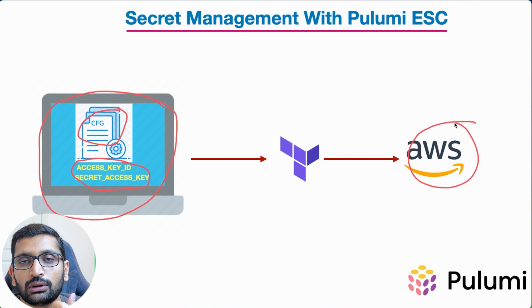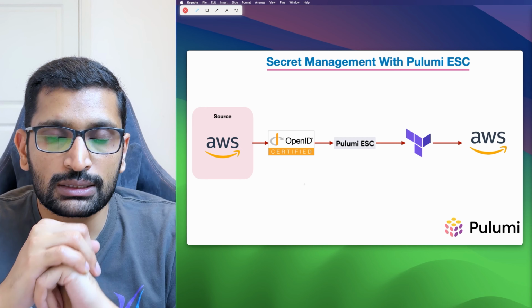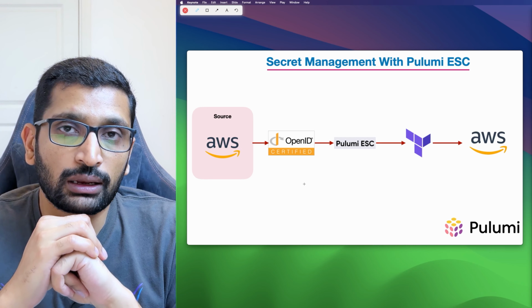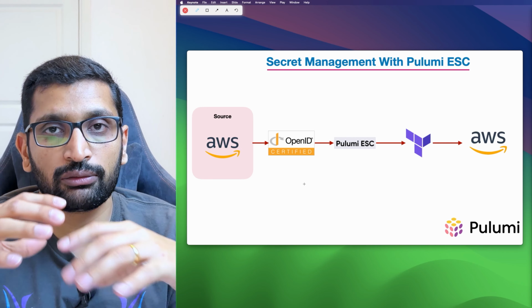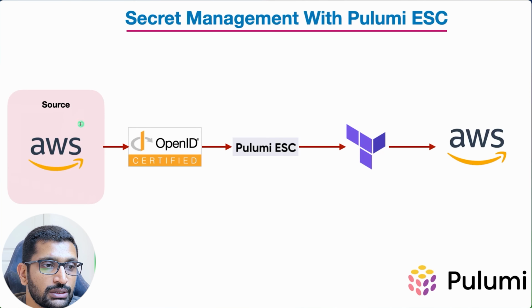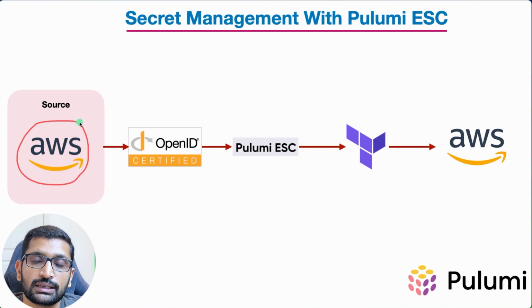Alright, so I'm just taking the same flow, but now I'm using the Pulumi ESC along with OpenID Connect to implement the same behavior, and we are not going to store anything in our config file. So I'll start from the left hand side. This is our source from where we will be fetching the access key, secret key, and a session token. And that session token is only valid for a limited time period.